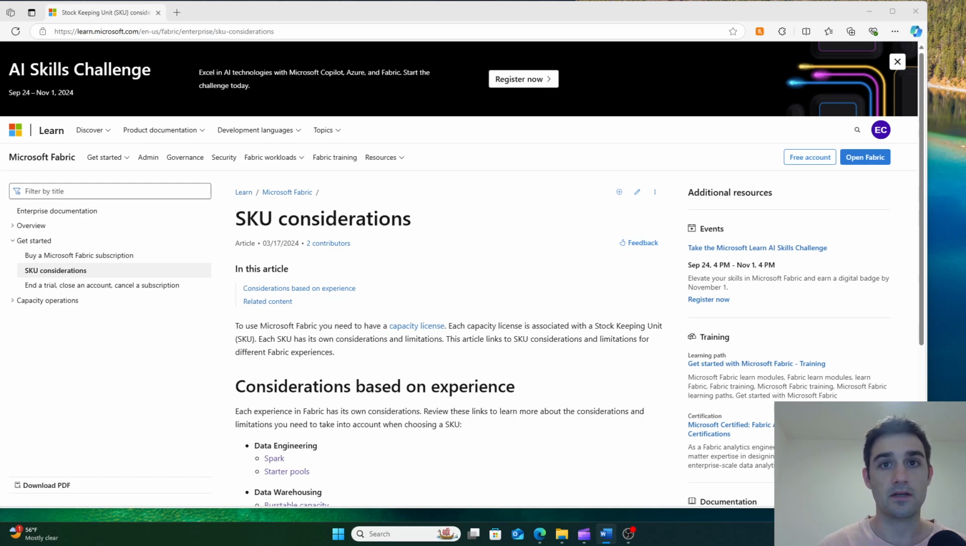In Microsoft 365, you can purchase a P SKU of a certain level, so a P64 SKU that will be either monthly or annually on contract, and you will get Fabric capabilities. One word of warning, Microsoft has announced they're going to be discontinuing the P SKUs.